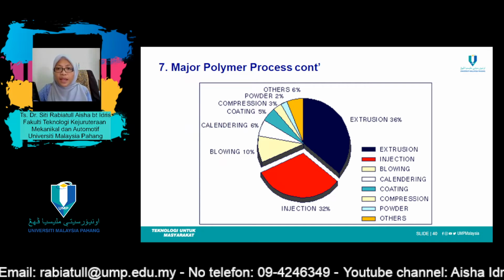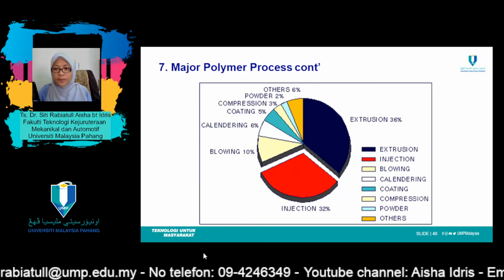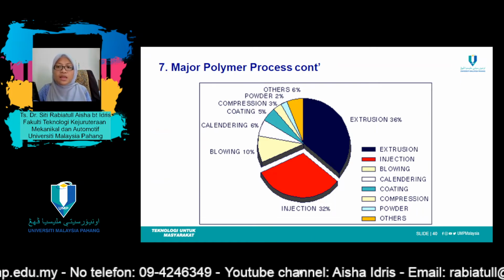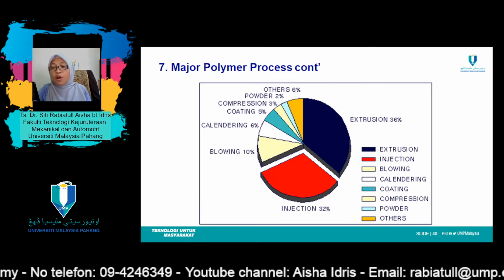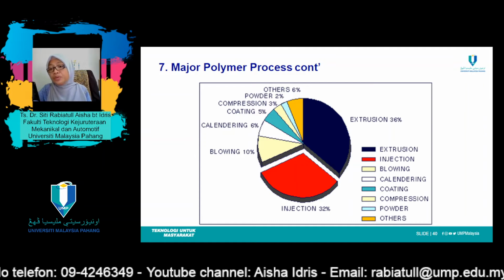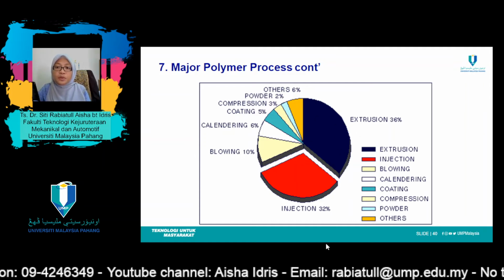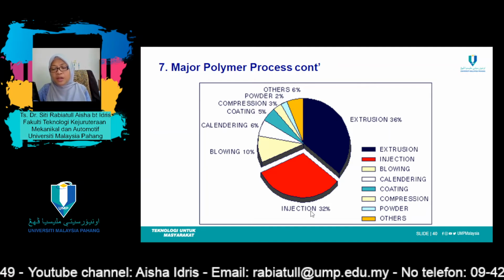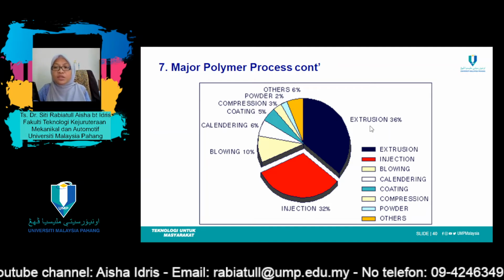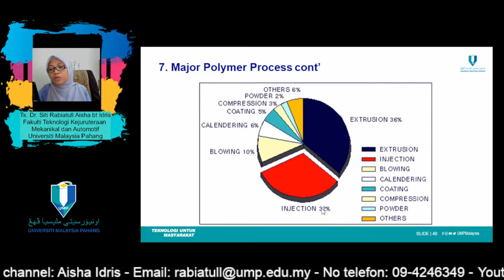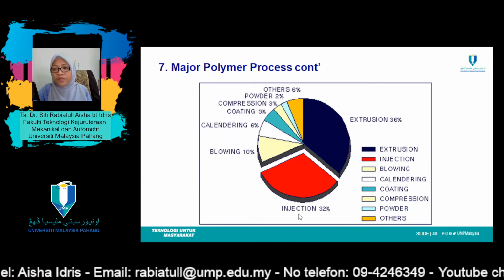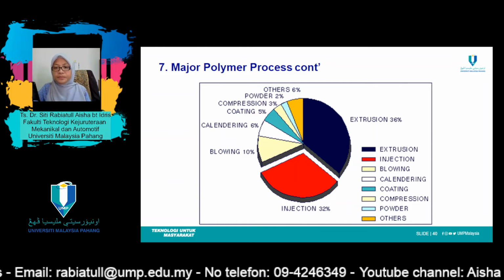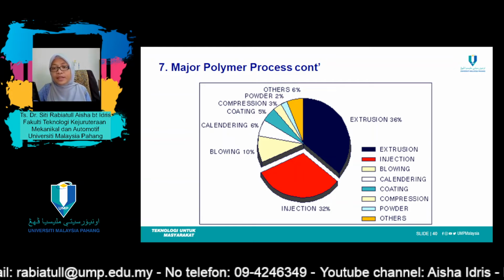If you look at this pie chart over here, we can see that most of the polymers are processed through extrusion, because it shows 36% of the pie chart, the highest percentage, for extrusion, followed by injection, and so on and so forth. The rest you may read on your own for other types of processes involved.